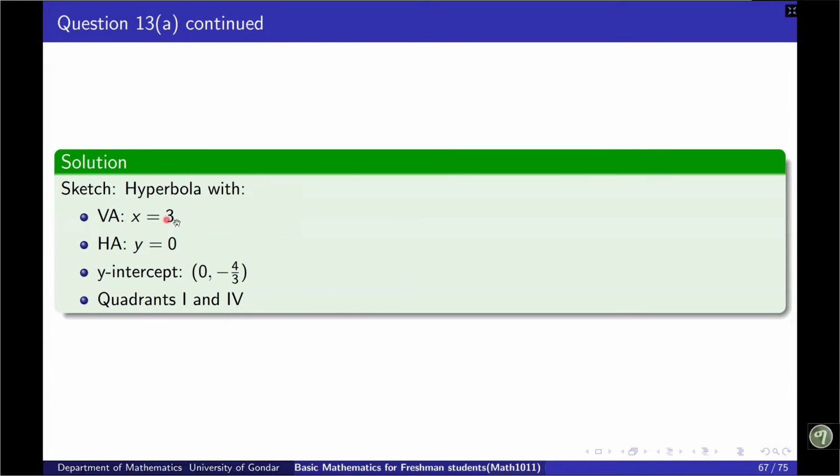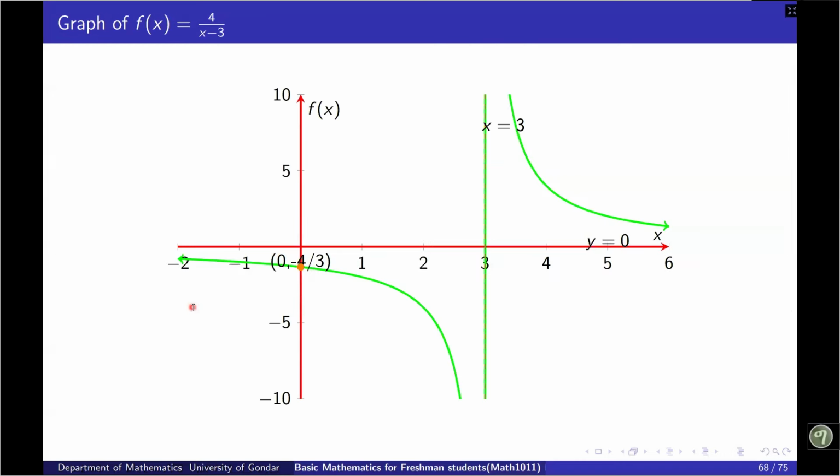The vertical asymptote is this one. The horizontal asymptote is the x-axis, which is y is equal to 0. The y-intercept is 0, negative 4 over 3. The quadrants are the first quadrant and the fourth quadrant. Therefore, the graph looks like this.